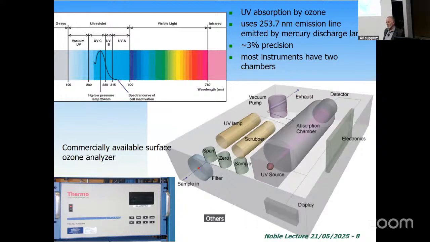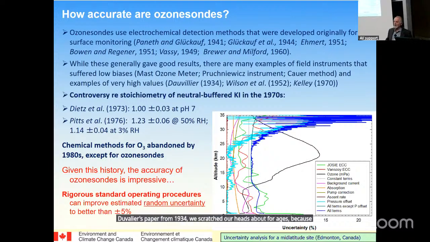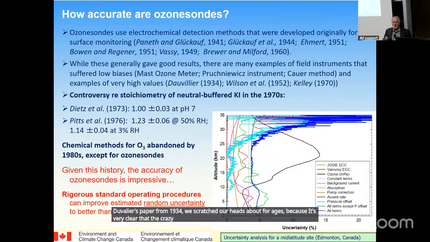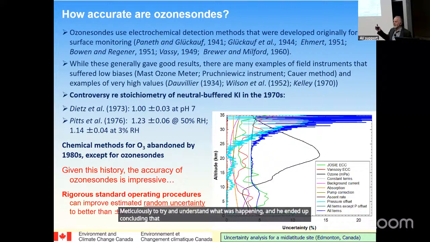Others give inexplicably high values. Duvalier's paper from 1934, we scratched our heads about for ages because it's very clear that the crazy measurements he got, he understood didn't make any sense. And he went through his whole instrument setup meticulously to try and understand what was happening. And he ended up concluding that the stratosphere had just come down to the surface and sat there for a while.